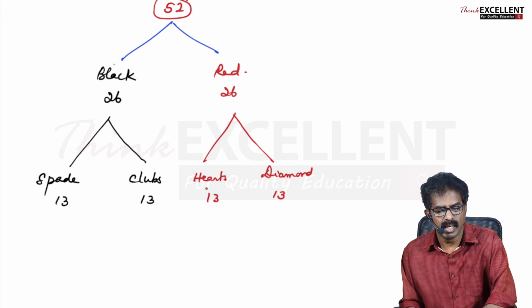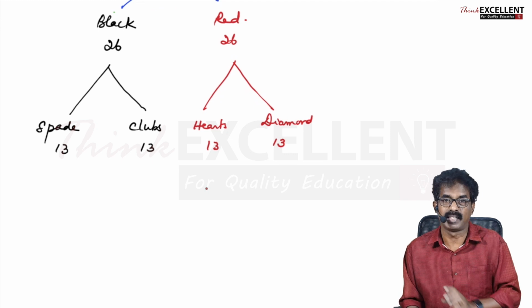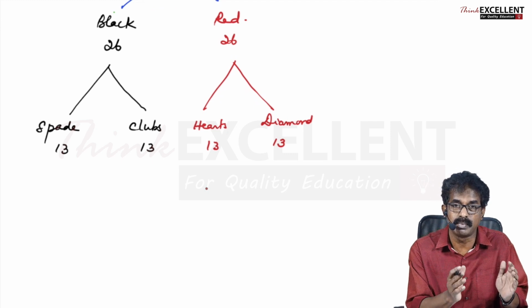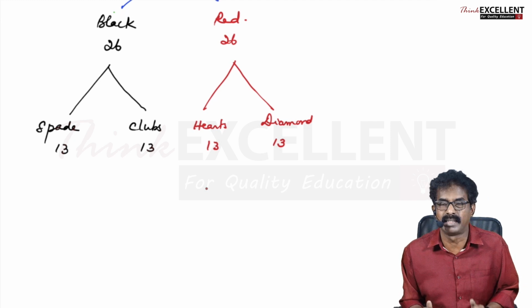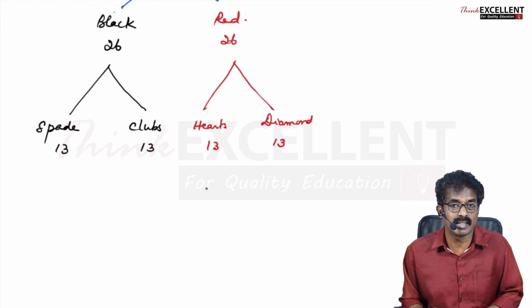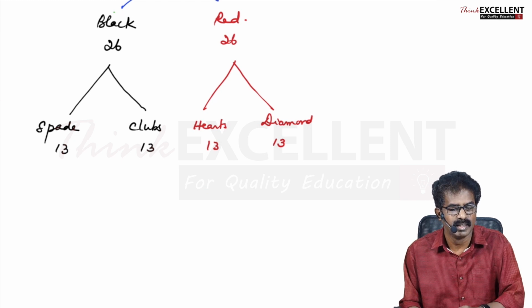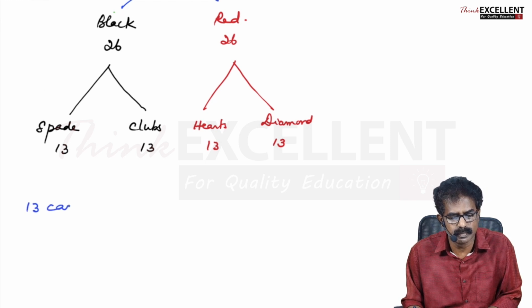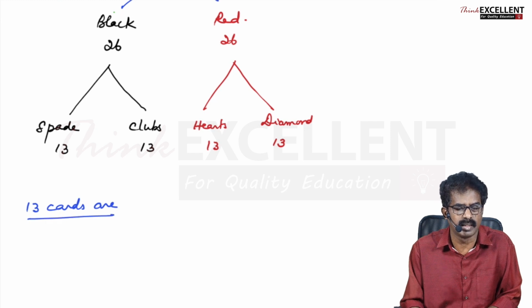Okay. Now listen. There are 4 categories now, right? Among those 4 categories, 2 types are black. Another 2 are what? Red. Now, in each category, how many cards are there? 13 cards. Let us see what those 13 cards are. Some of you already know that, right? So now the 13 cards are, what are the 13 cards?